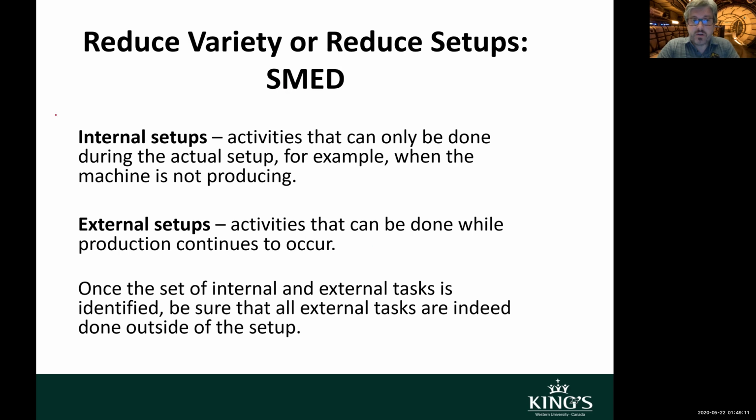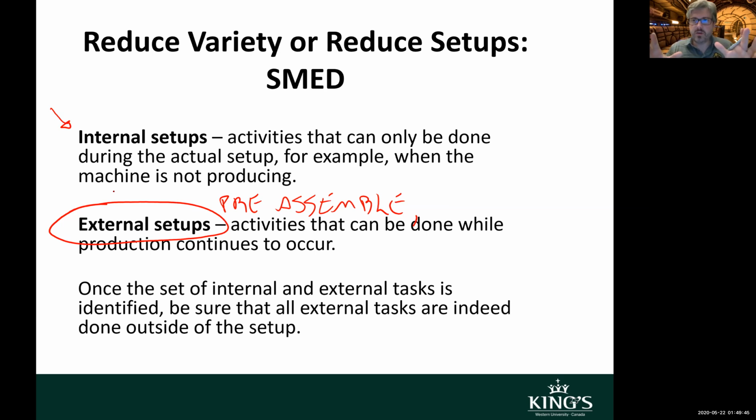So there are some internal setups that it's really hard to change unless you're changing the structure of your machines and your tools and whatnot. It will be really hard. But external setups, once you find which ones can be external, you can pre-assemble, you can pre-calibrate, you can pre-process everything externally. And when the time comes for the setup, all you have to do is link that pre-assembly to your equipment, right? So activities that can be done while the production continues to occur.